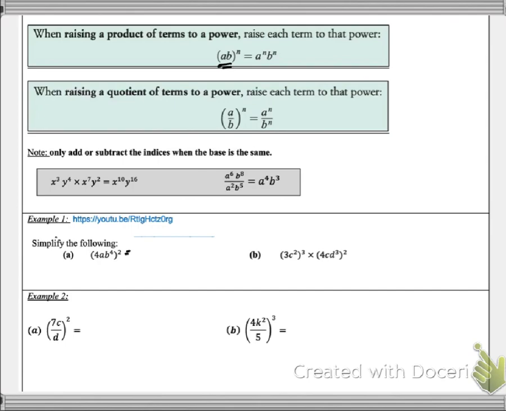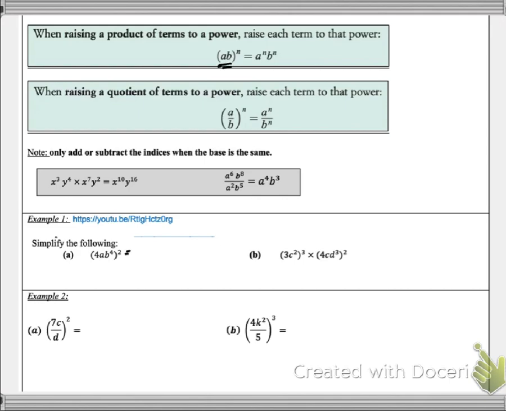Let's remind ourselves that the term product means to multiply. So when we have the product of A and B, it's A times B. So when we have the product of AB raised to the power of n, then each term needs to be raised to the power of n, and we end up with A to the power of n, B to the power of n. And when we have the quotient, which means to divide, the quotient of A over B raised to the power of n, then we get A to the power of n divided by B to the power of n.